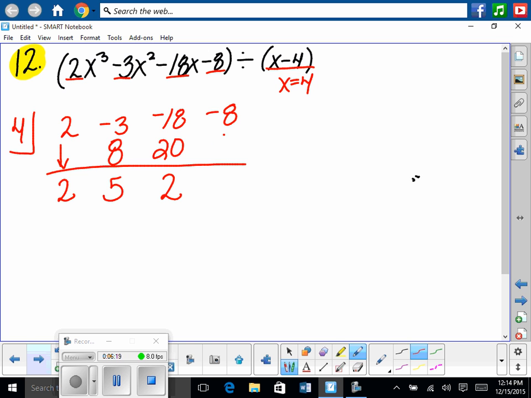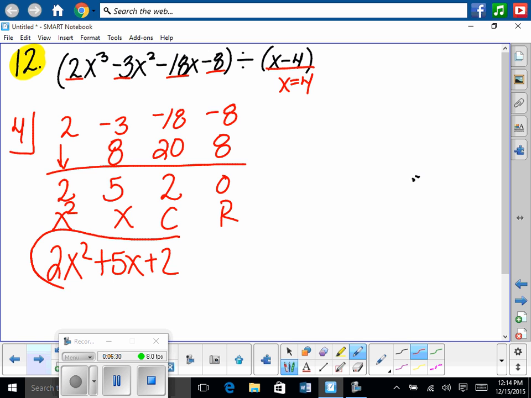2 times 4 is 8. Adding straight down, we get a 0. That's our remainder, our constant, our x squared. So our answer, when we divided that, was 2x squared plus 5x plus 2. And we have no remainder, and there's our answer.